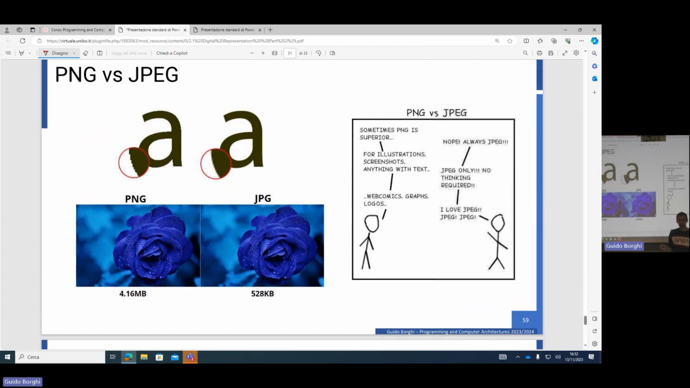Okay, we have finished images. So today is, I think, a light lesson. Not like the previous one. Okay, so we have seen characters, images, and finally sounds.